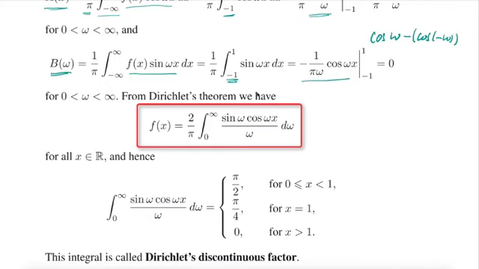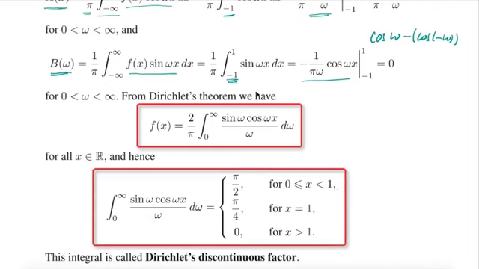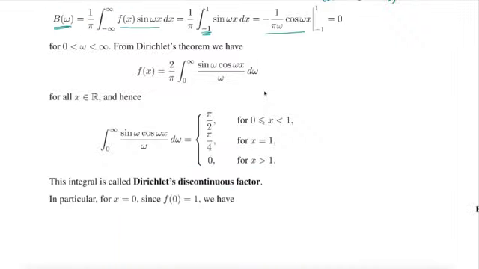Isn't that cool? And we can even do this backwards. We can now say that this integral equals actually pi over 2 when x is between 0 and 1, pi quarters if x is 1, and 0 if x is bigger than 1. In particular when x is 0, right, you get integral from 0 to infinity, sine omega, cosine 0 is 1, so we divide by omega, d omega, and in the case x is 0, this is equal to pi over 2. So now all of a sudden we can integrate sine omega divided by omega, d omega, which is pi over 2. We get this basically for free.